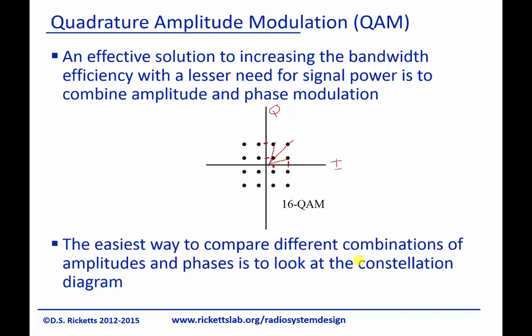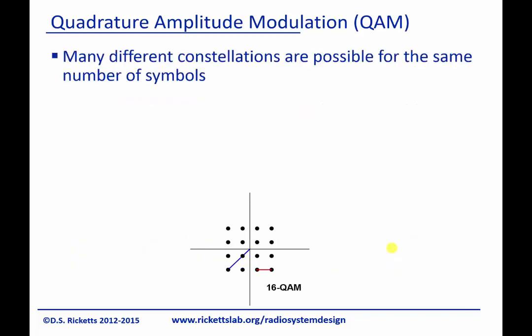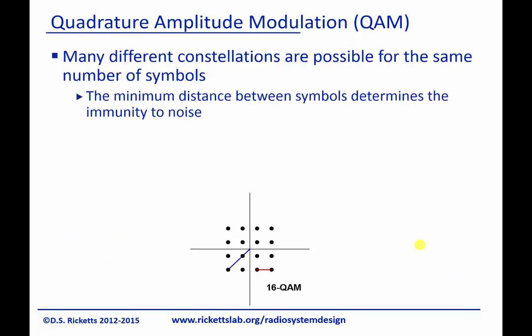And what we're really concerned about when we do these higher order modulations is two aspects. One is the power, and the other one has to do with the noise immunity. And the easiest way to compare different combinations of amplitudes and phases is to look at this constellation diagram like I've shown you. And I'll show you an example here. We can do many different constellations.